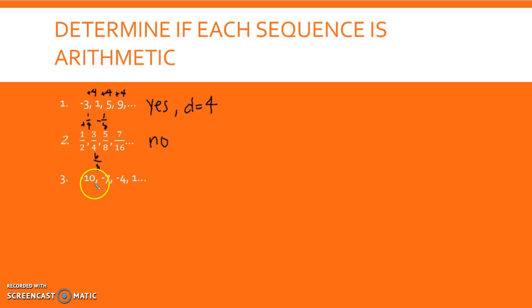Then I'm going from negative 10 to negative 7, so I'm adding 3. Negative 7 to negative 4, adding 3, and negative 4 to 1, adding 3. So this one is arithmetic, and my common difference is a positive 3.